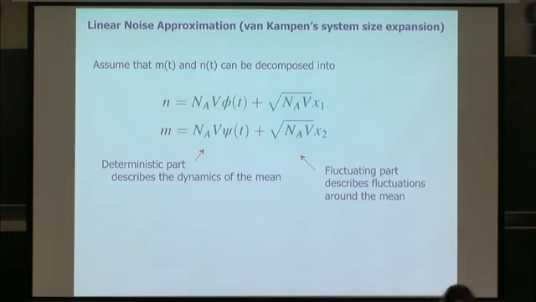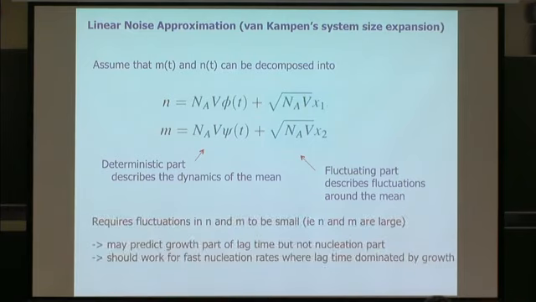So how are we going to do this? What we decided to do is to do a linear noise approximation, which is also known as Van Kampen's system size expansion. And what you do there is, or probably you already know this, but anyway, what you do is you assume that these variables can be decomposed into a deterministic part, which is here, and a stochastic part which scales like 1 over the root of the volume. So the variance in the stochastic part is assumed to scale like 1 over the volume. And this is a very standard thing to do. So the deterministic part describes the dynamics of the mean of these two variables, whereas this part is going to describe fluctuations around the mean.